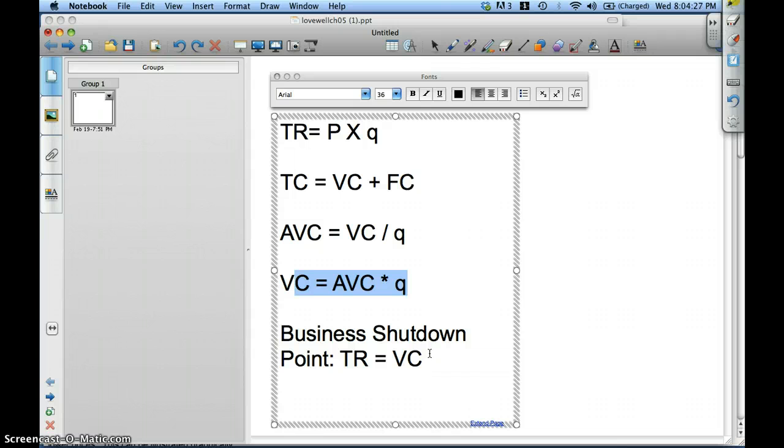So why does the shutdown point occur where price equals the minimum point on the average variable cost curve? If you refer back to your graph on page 124, figure 5.4, you'll see how that is the case. Because at this point the profit maximizing output rule, marginal revenue equals marginal cost, is met at the same time as total revenue equals variable costs.